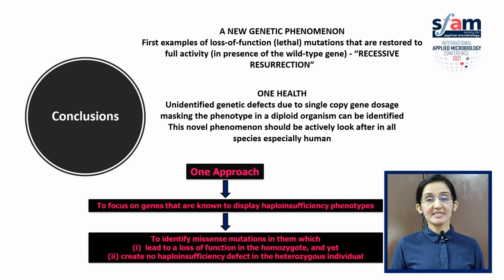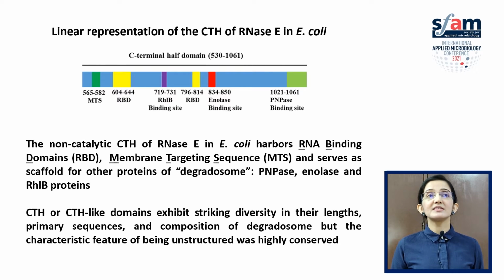Moving further into the C-terminal half and last part of my work, this is the linear representation of the CTH of RNase E. The non-catalytic CTH of RNase E harbors the RNA binding domain RBD, the membrane targeting sequence MTS, and serves as a scaffold for other proteins of the degradosome: PNPase, enolase, and RhlB. The characteristic feature of being unstructured is highly conserved, implying that the disordered region could have a significant physiological role.